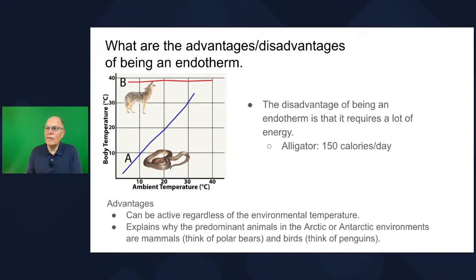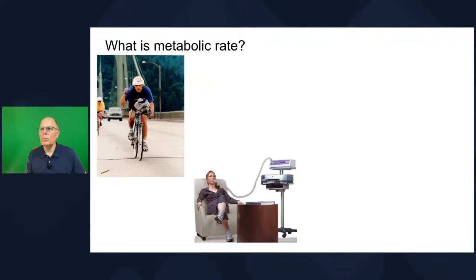Here's an example of the fact that being an endotherm requires a lot of energy. An alligator requires, in terms of food energy, about 150 calories a day. That's less than 2 pieces of bread. A human about the same size requires 2,000 calories a day. So those are the costs and benefits of being an endotherm. And of course, you could just think about the inverse for the ectotherms.